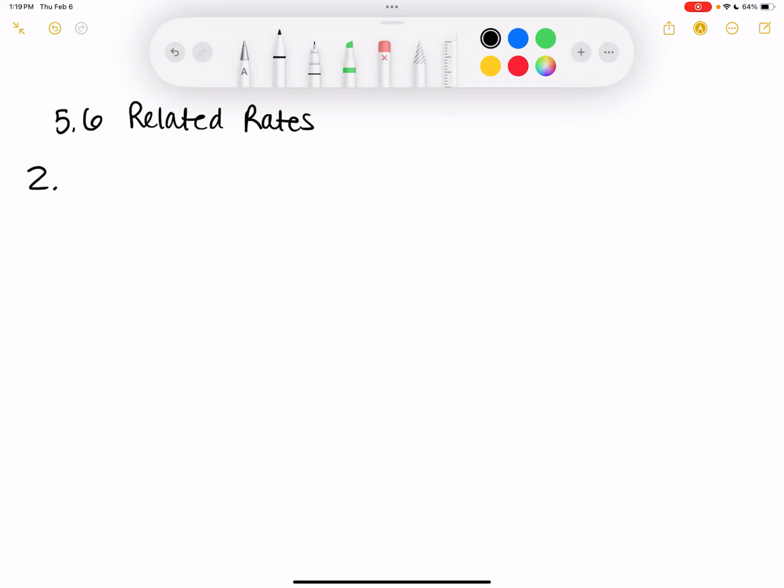Alright, so number 2. I'm not going to write out the whole word problem because it's just excessive. If y'all want to leave room to do it, you can. But the radius r and surface area s of a sphere, so I'm going to note that it's a sphere, are related by the equation s equals 4 pi r squared.